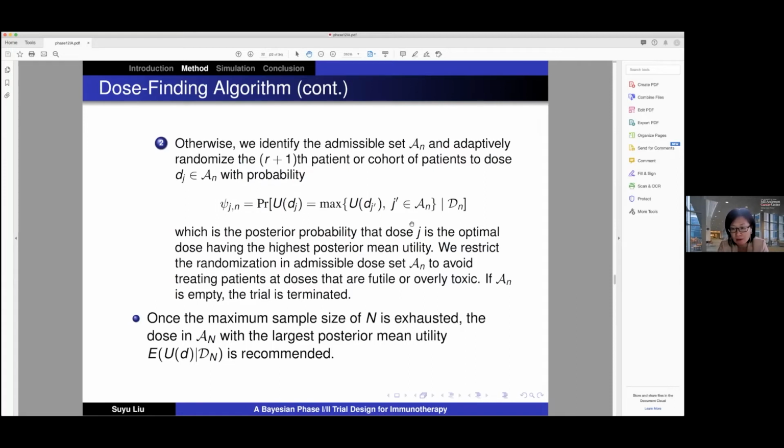Of course, if the admissible set A_n is empty, then the trial will be terminated early. And if we are not terminated early, we will continue this process to assign the dose level for the newly coming cohort of patients. Once the maximum sample size, capital N, is exhausted, then the dose in the admissible set with the largest posterior mean utility will be recommended as the optimal biologic dose.